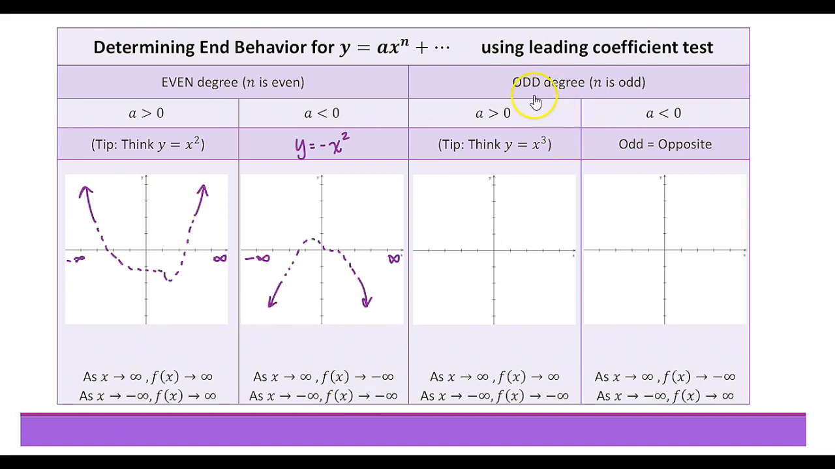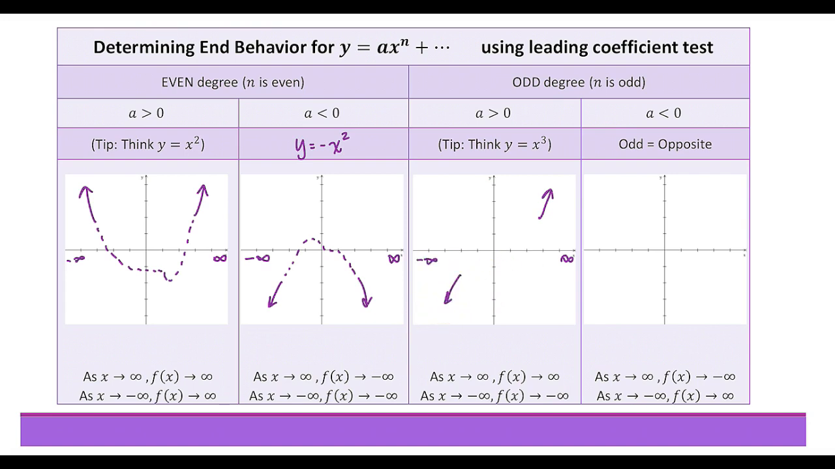The other possibility is if I have an odd degree leading term. So in other words, if n is odd. And then we have the two choices of a, the leading coefficient, to be positive or negative. So my tip here is to think about y equals x cubed, or really any odd degree power function that we are already familiar with. So we should be familiar with x cubed. And the end behavior is that the right side towards positive infinity points up. So as x goes to infinity, y values, f of x, goes to positive infinity. And the left side points down.